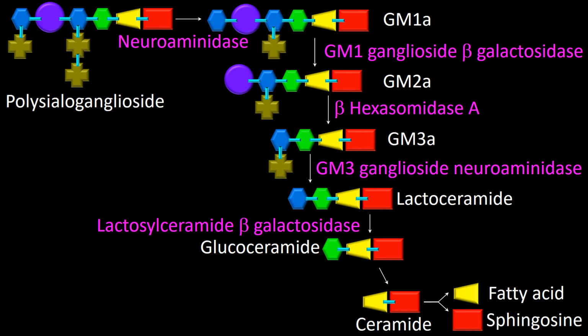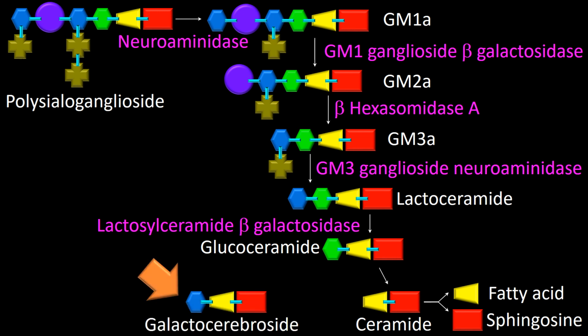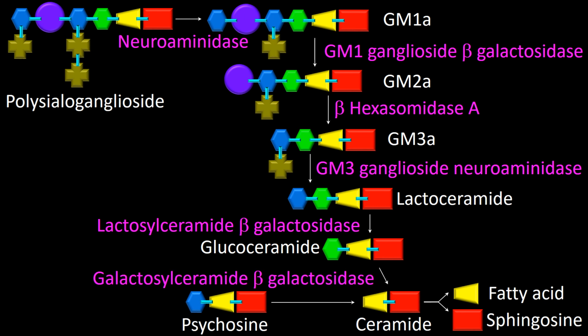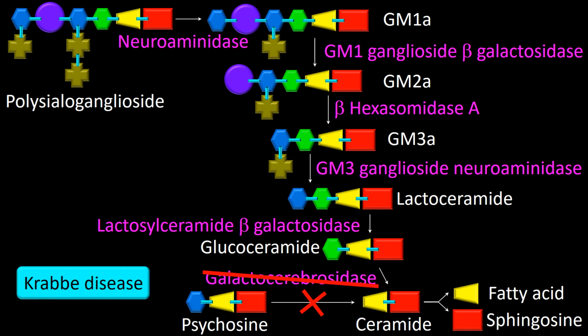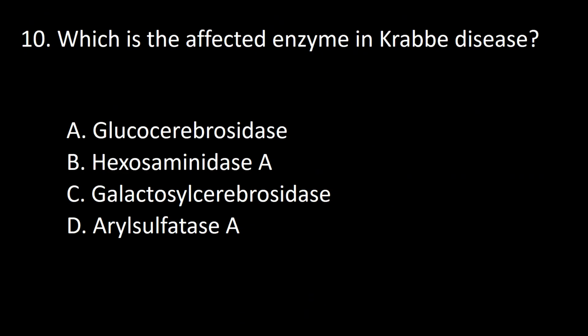polysialoglycoside catabolism. I have now added a compound called galactocerebroside, nicknamed psychosine. This compound becomes ceramide upon the action of galactosylceramide beta-galactosidase, which also has a nickname. The nickname is galactocerebrosidase. When this enzyme is deficient, there will be a block and psychosine will not become ceramide. The consequence is that the patient will develop Krabbe disease. So the answer to this question is C.